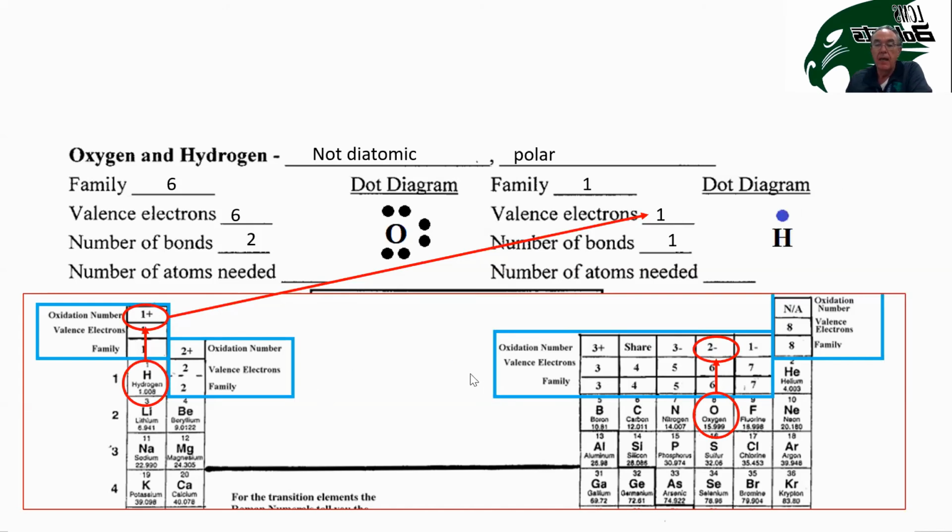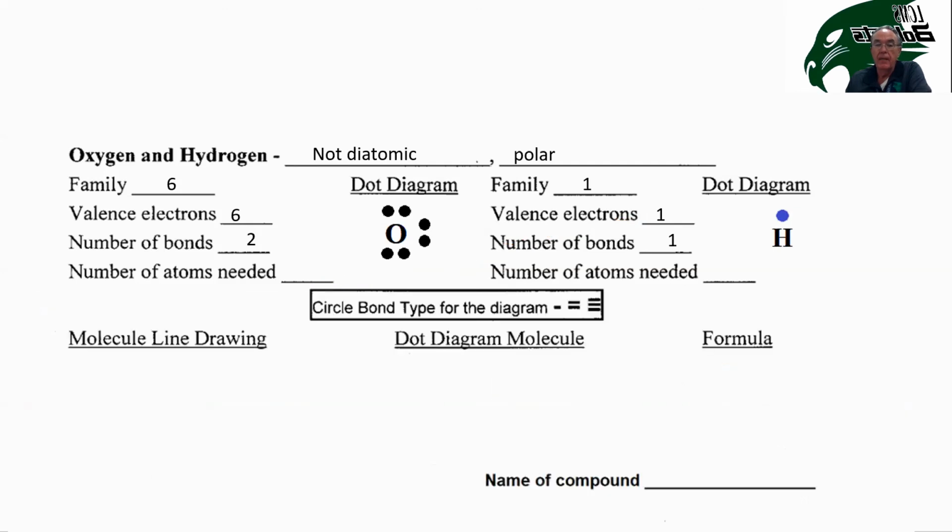And it has 1 dot in its dot diagram. Now, the trick I said was circle the smallest number of bonds. Well, 1 is smaller than 2, so our diagram is going to use single bonds. That's because that's the only way hydrogen can bond, by sharing 1 valence electron. It can't share 2 because it doesn't have 2. It can't share 3 because it doesn't have 3. It only has 1 valence electron that it can share. So the only way it can bond to the oxygen is with a single bond.